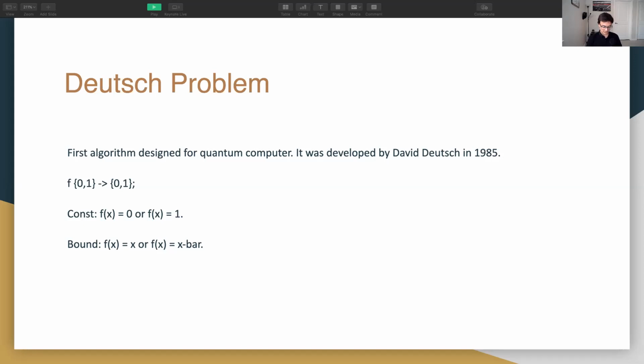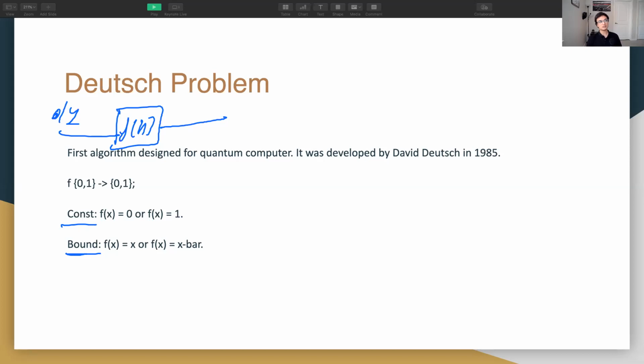So the Deutsch problem states that, let's say we have a system where we have a function f(x), which takes one bit as an input and gives one bit as an output. So it will take 0 or 1 as an input and it will give 0 or 1 as an output. The trick is this function can be a constant function. That means it gives 0 as an output irrespective of the input, or it gives 1 as an output. Or this function can be a balanced function, like f(x) = x or f(x) = x bar.